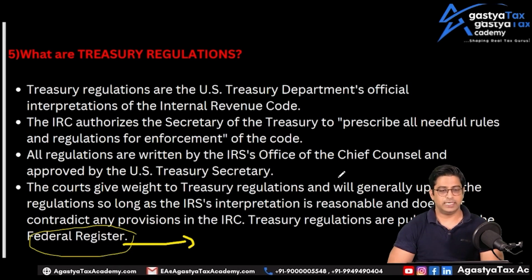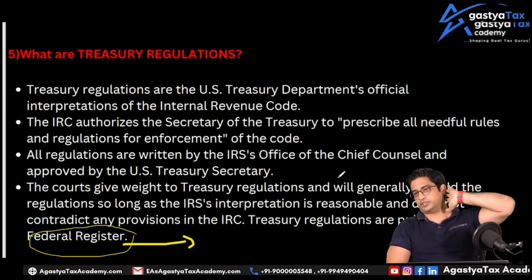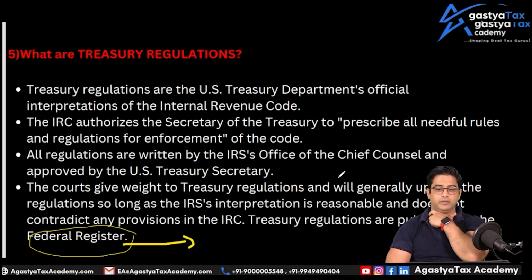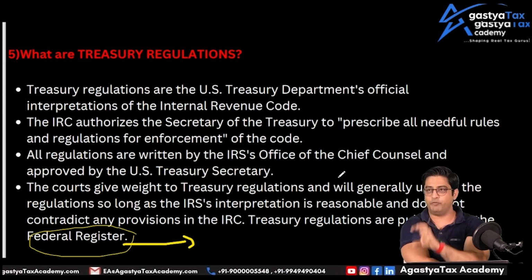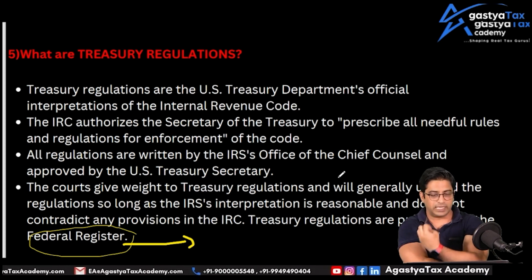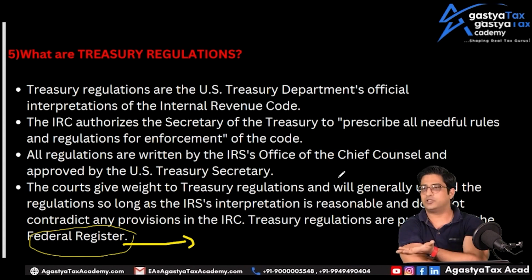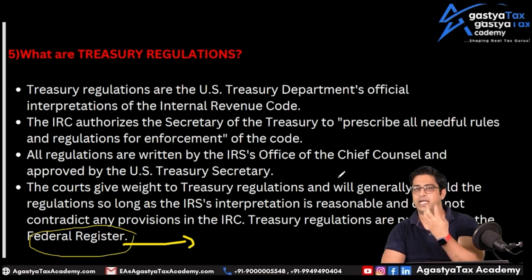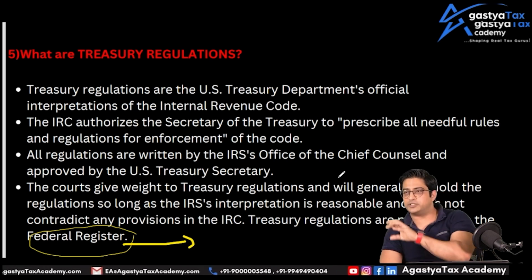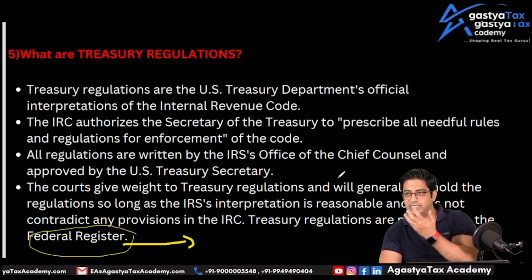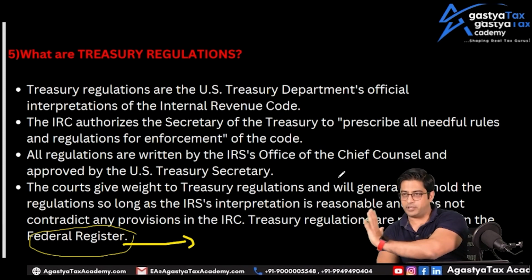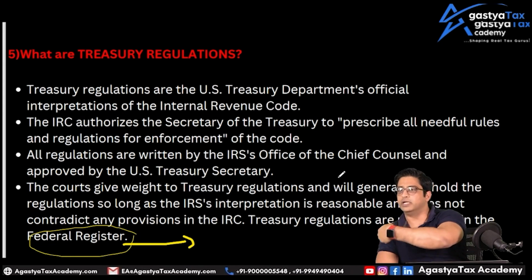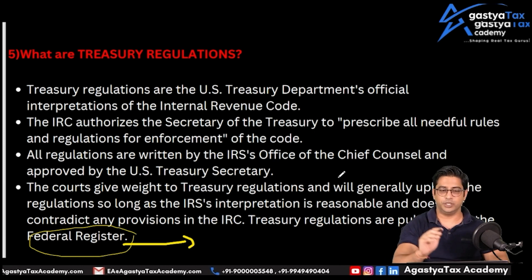So what we are trying to understand is treasury regulations are the US Treasury Department's official interpretation of the IRC. And who authorizes this? The US Treasury Secretary. Once he signs and approves, that will have weight. If you go to court also, the court will give weight to treasury regulations, as long as this interpretation is reasonable and does not contradict anything mentioned in the IRC. The IRC is prepared by Congress. These treasury regulations are the interpretations by the Treasury, the executing branch. They will interpret that particular code. As long as it is not contradicting the IRC, the court will give weightage and rule in your favor, as long as you are quoting the treasury regulation.